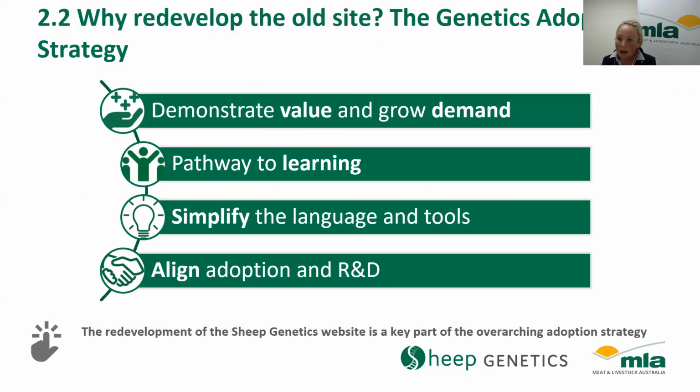It also fits in as a key part of the genetics adoption strategy. So as part of this strategy, there are 4 key pillars. So demonstrating and growing the demand for breeding values, creating pathways for breeders and buyers to learn about breeding values, simplifying the language and tools. And this is really where the new website fits in, simplifying how we're talking about breeding values and gaining better access to the tools to help make better selection decisions to ultimately improve the rate of genetic gain. And finally, the 4th key pillar there is aligning all research and development with a clear pathway to adoption.